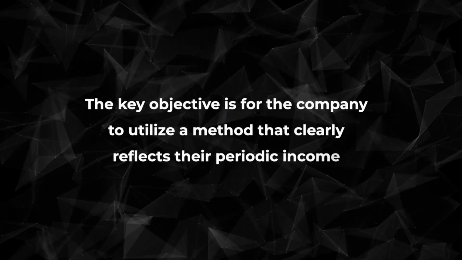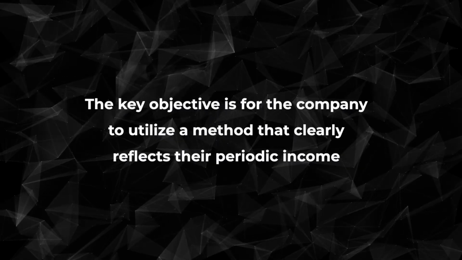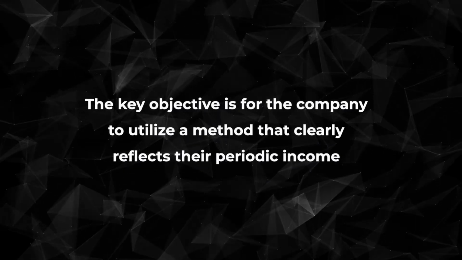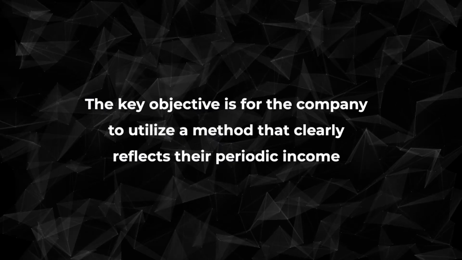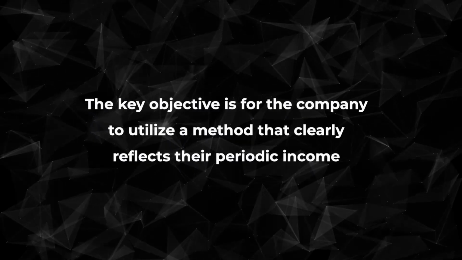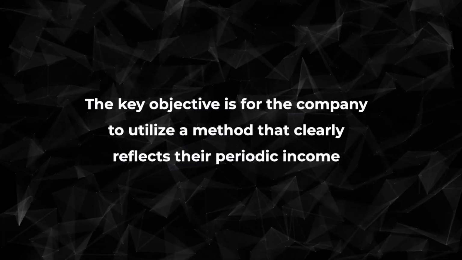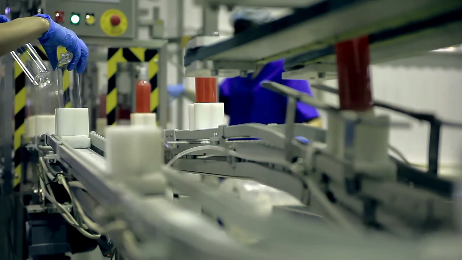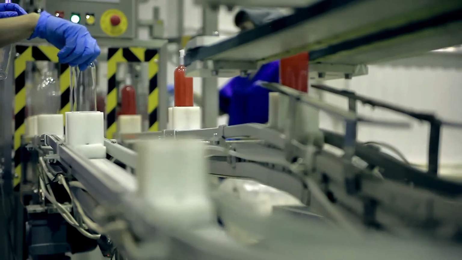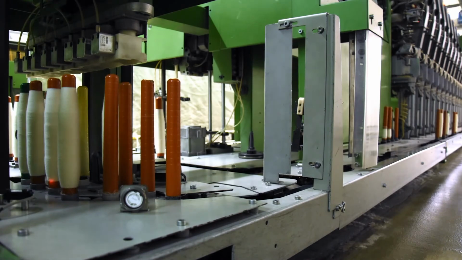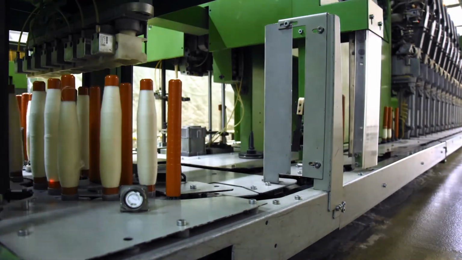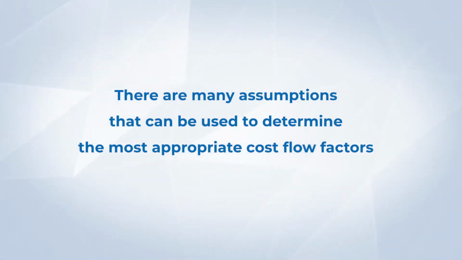So in accordance with US GAAP, the inventory cost flow assumption, the key objective is for the company to utilize a method that clearly reflects their periodic income. So for most companies, it's difficult, if not impossible, to track each specific cost that's associated with an item. So that's why there are many assumptions that can be used to determine the most appropriate cost flow factors.